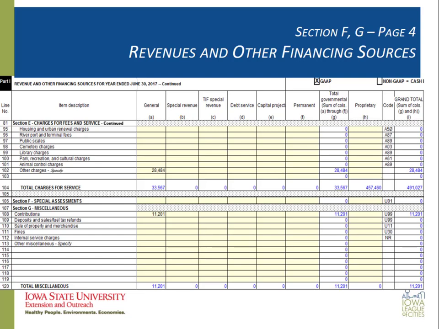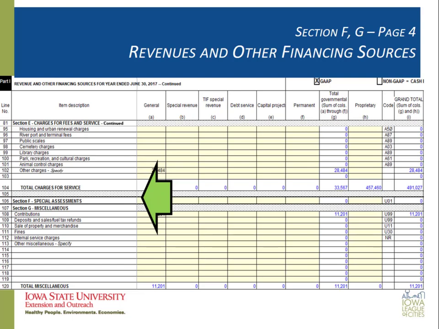In section F are special assessments. Special assessments are when the city council decides that they need to do a project and they want to assess the cost of that project to the people who are affected by it. This is where the revenues for that type of project would be listed. So let's get through section G.